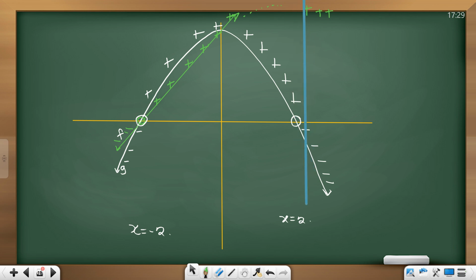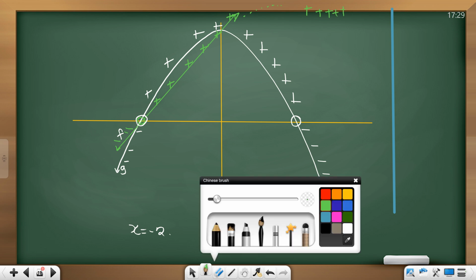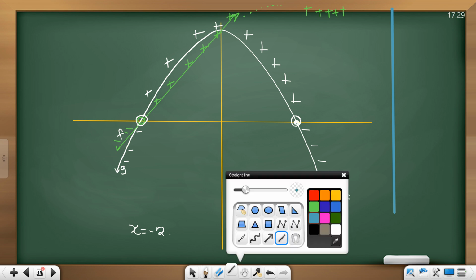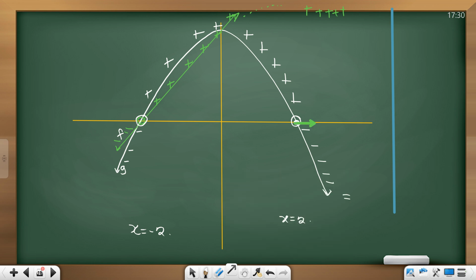Negative and positive, from 0 to infinity, because this graph will continue to be positive on top, and this one will continue to be negative. So it is from here going to the right. It means x equals 2 and x is greater than 2. So I can write my answer as x greater than or equal to 2. And those are my answers: at x equal to negative 2, also at x greater than or equal to 2.